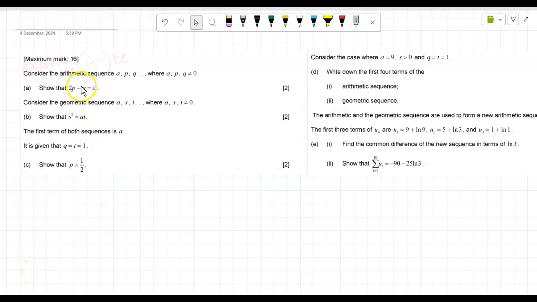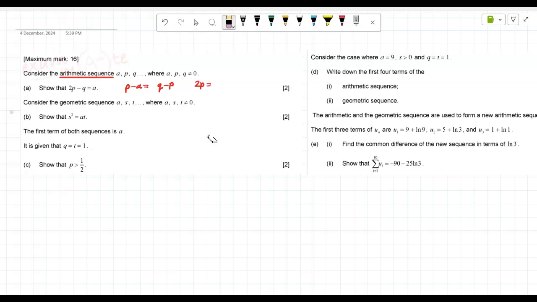Okay, so consider the arithmetic sequence A, P, Q, where A, P, Q are not equal to 0. Show that it's an arithmetic sequence. So the first part is fine. The difference would be the same. So if we take the difference, second minus first, P minus A is equal to Q minus P. And then you rearrange it.